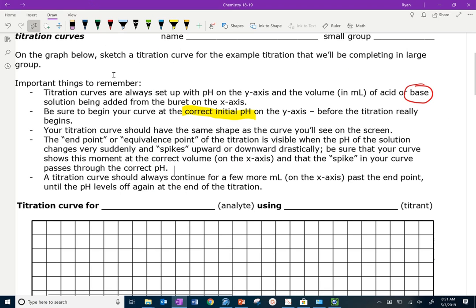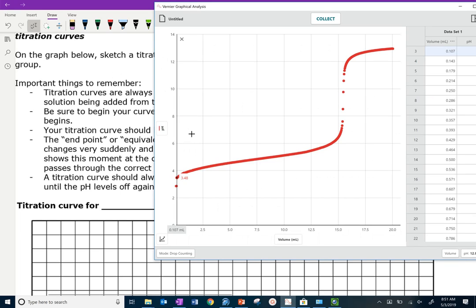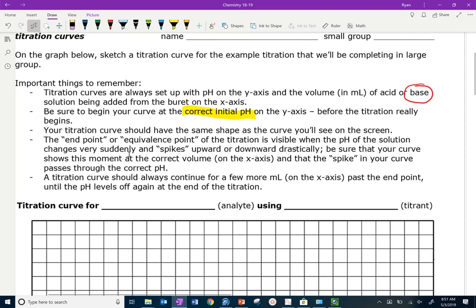We want to make sure that your titration curve has approximately the same shape as what I've got here on the screen. In other words, we want it to start out low, gradually have a little slope to it here that's very consistent, and then at the end a quicker curve that spikes up real fast. Okay. We want to make sure your end point, it says here on the instructions, the end point or the equivalence point is at the right place.